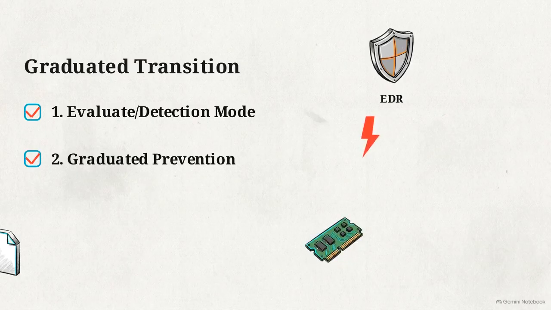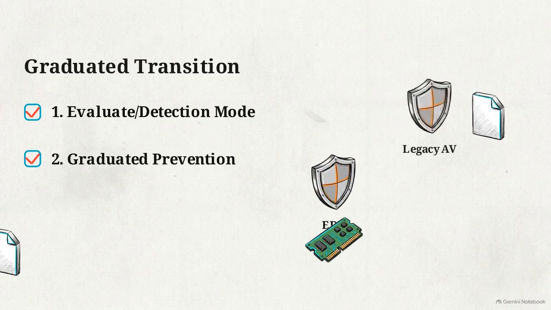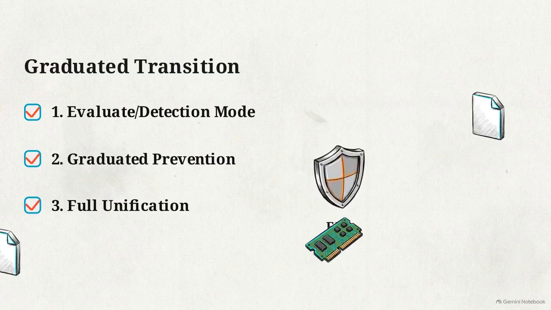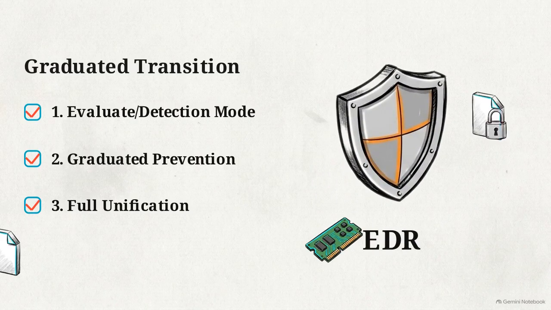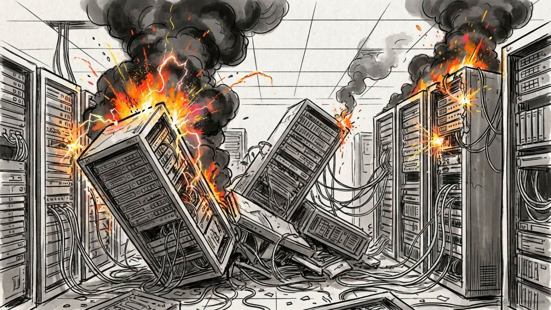In Phase 2, you turn on prevention specifically for those fileless and memory threats the legacy AV can't see. This avoids a double blocking conflict while immediately closing your most dangerous security gaps. Finally, in Phase 3, you uninstall the legacy antivirus and give the EDR agent total, unified control over the endpoint. The transition works because it is deliberate. Rushing the process might get you to full protection faster, but it will likely break your IT infrastructure along the way.